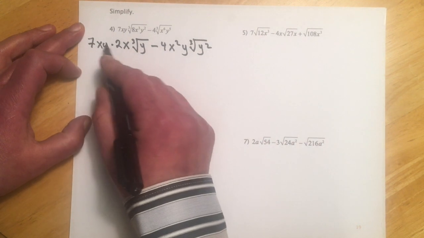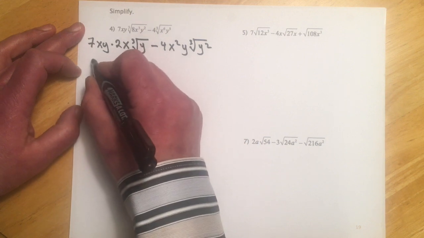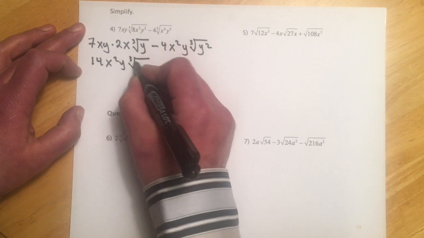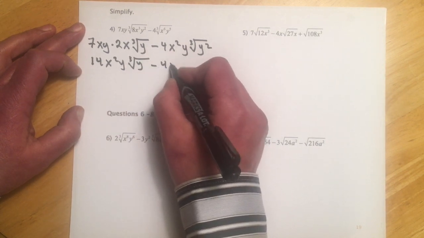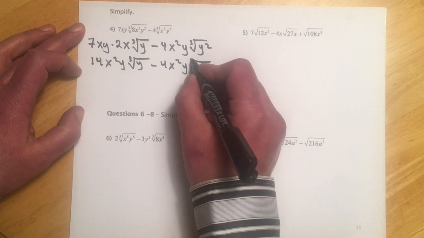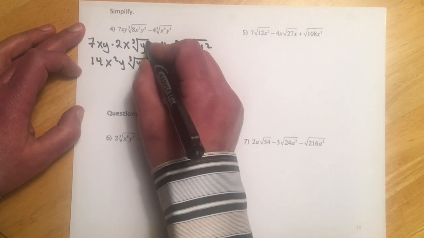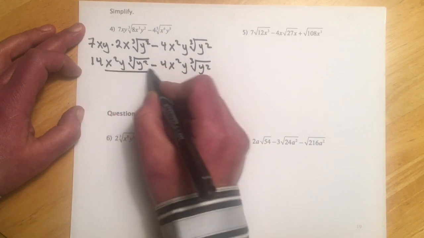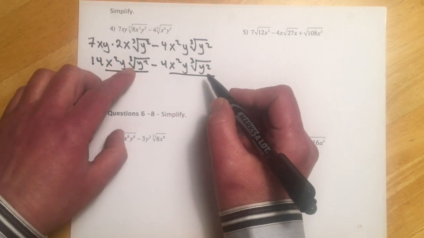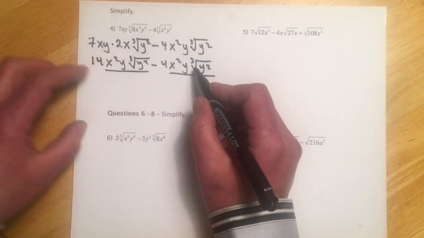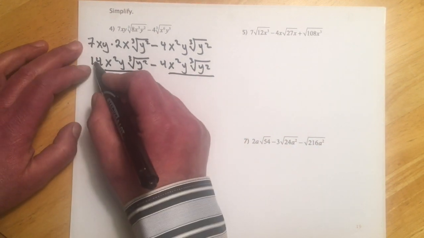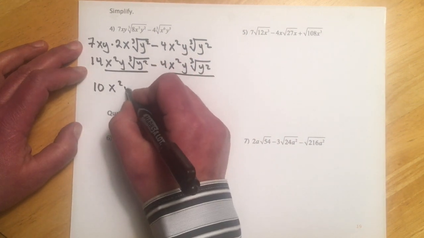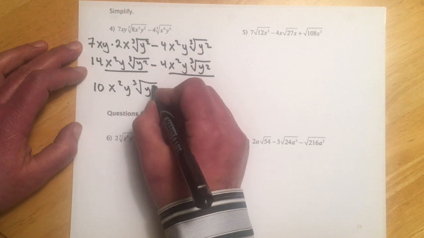And if I clean up this little bit, I got kind of numbers and x's everywhere, so we'll make this 14x squared y, and then cube root y minus 4x squared y cube root y. Oops, that y should be squared, sorry. And so you can see everything is the same. X squared y, cube root y squared. Same thing over here. So since they're like terms, I can go 14 minus 4, and that leaves me 10 of those things. So x squared y, cube root y squared.